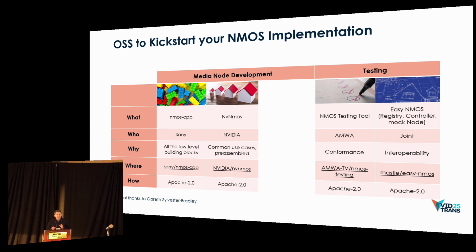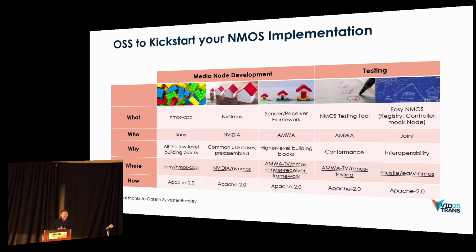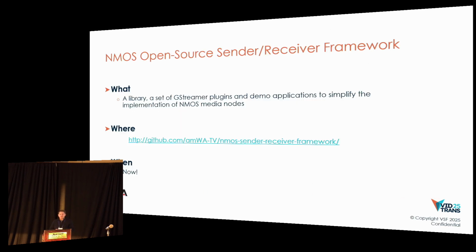So we thought that there was room for something that was a simpler path, a quicker path to have something done. And that's why we started this sender and receiver framework, in order to provide higher level building blocks. So you still have the ability to tweak everything to what you need because it's built on top of NMOS CPP, but most of the groundwork is already done, and hence it's simpler to use.